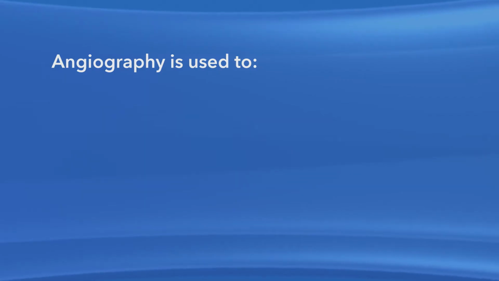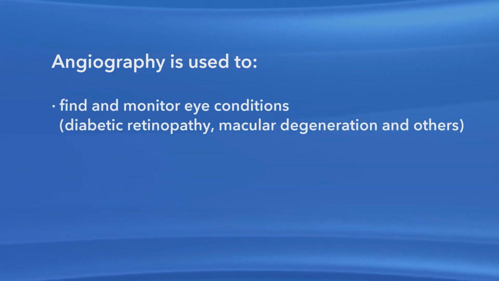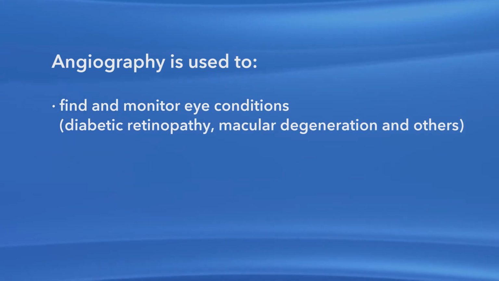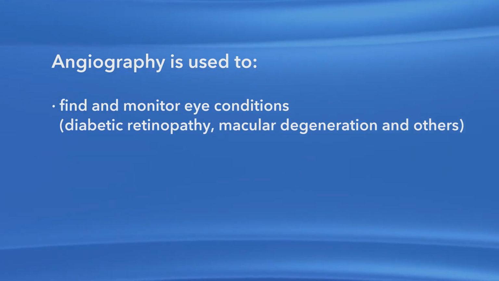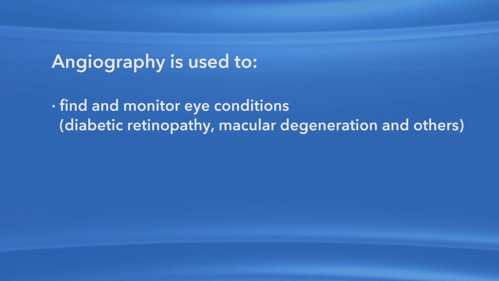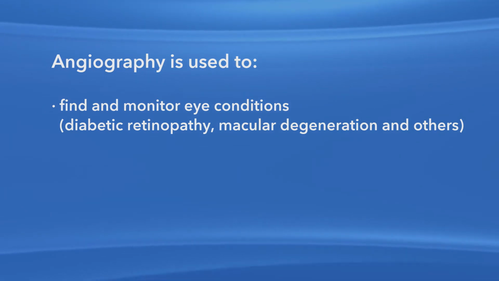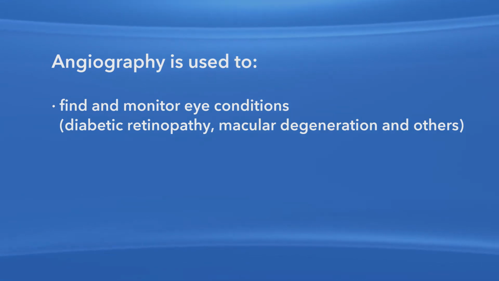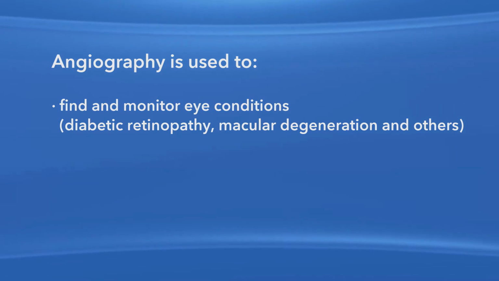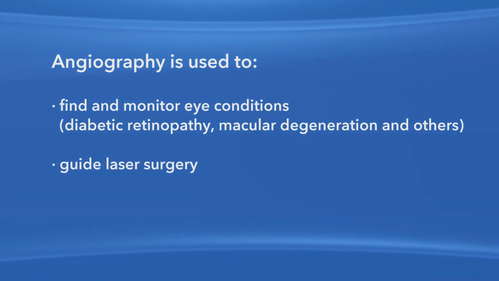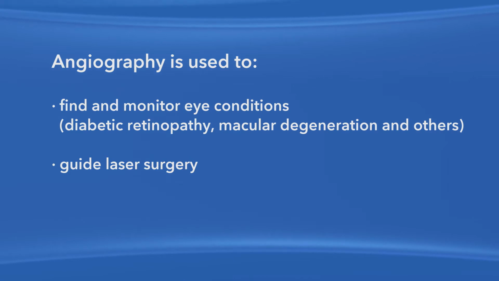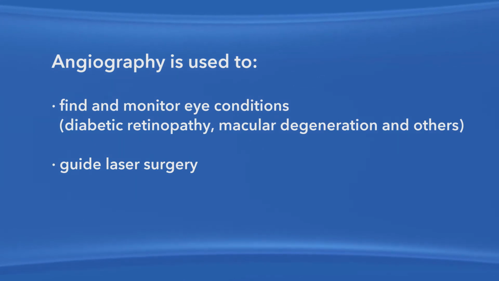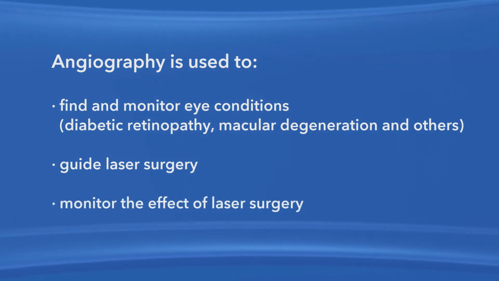Angiography helps your ophthalmologist see what is happening in the retina or in the blood vessels under the retina, called the choroid. Ophthalmologists use angiography to help diagnose and monitor certain eye conditions, such as diabetic retinopathy and macular degeneration, among others. Also, if you're going to have laser surgery on your retina, your ophthalmologist may use angiography to help guide the laser with pinpoint accuracy. After laser surgery, angiography may be used to help monitor the effect of the laser procedure.